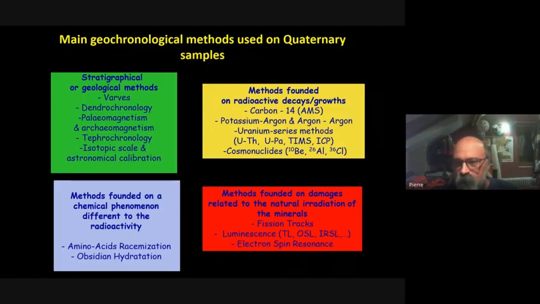But you see here the last two, in the yellow and in the red: these are the most useful methods to give absolute age. It is not the good term, but absolute age. They are based, sorry for my English, on radioactivity and the effect of radioactivity on the different materials.